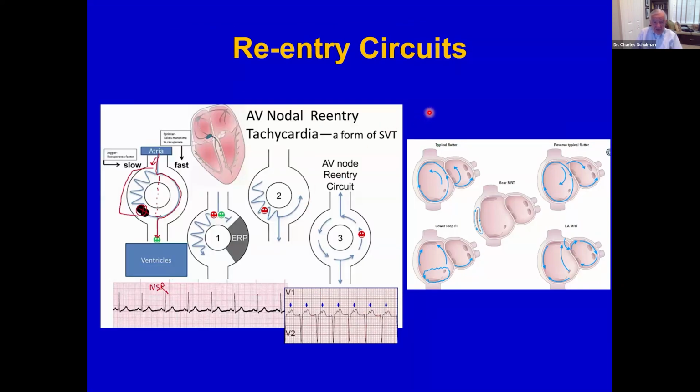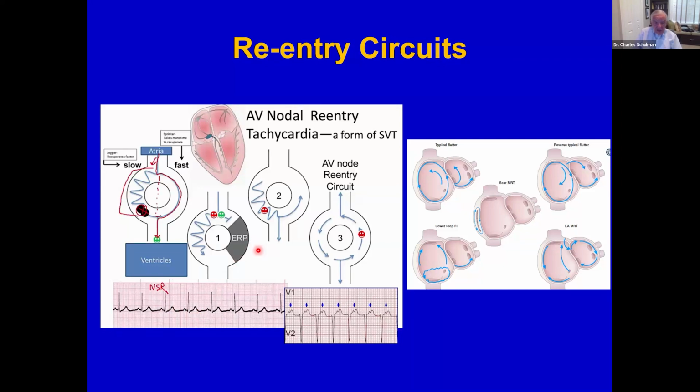Now, let's talk about reentry for a minute. Reentry is a mechanism of arrhythmia formation that is very common. For those of you who are not familiar with the mechanism of reentry, consider a pathway, in this case the AV node, but consider a pathway with a slow branch and a fast branch. Normally, a normal P wave, a normal atrial depolarization, enters this reentry circuit, travels quickly down the fast pathway, but very slowly down the slow pathway, so that by the time it gets here, it's refractory, and so there's just a single wave of excitation, and you have normal sinus rhythm.